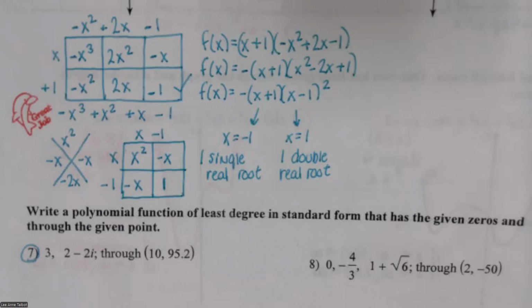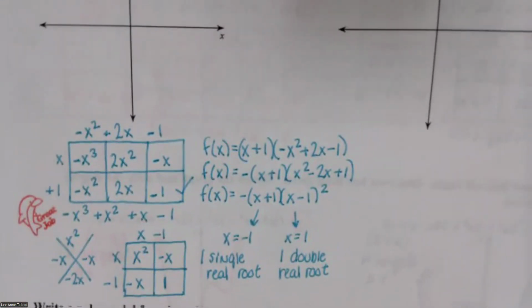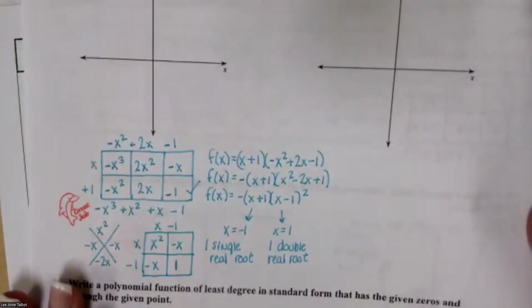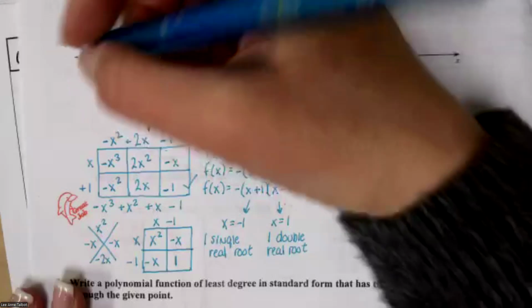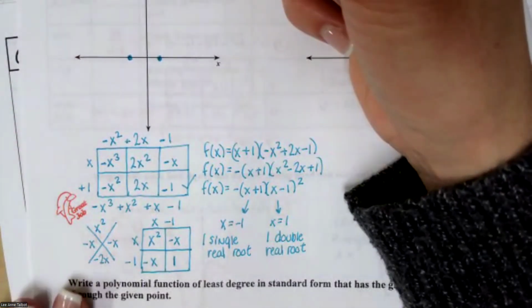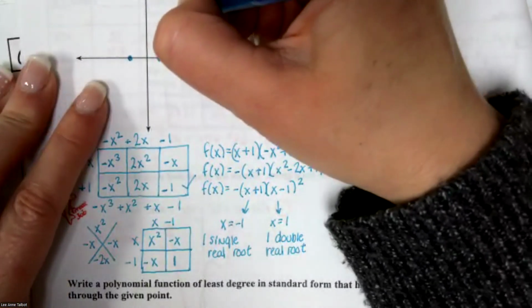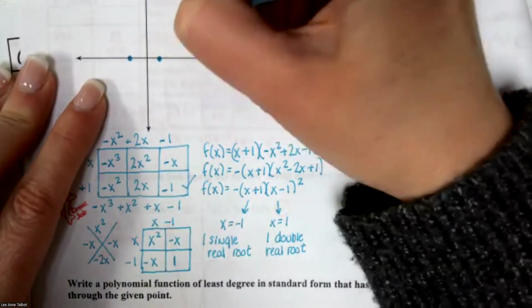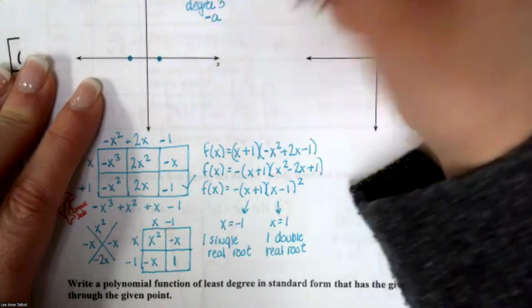Okay, are there any questions about what I did so far? Do you guys see where I got the double from? Do you see why I wrote it the way I did? Are you just mesmerized with the amount that you've forgotten? Yeah, yeah. Okay, so let's see. I have a single at -1 and a double at +1. And this is degree 3, negative a value.